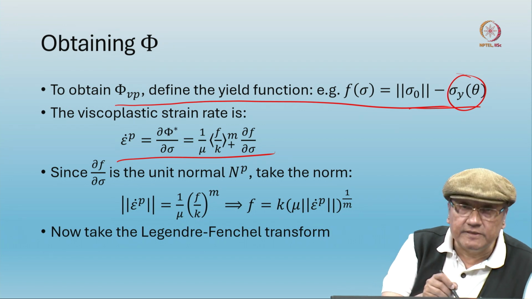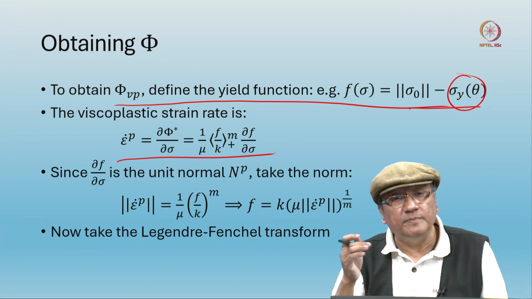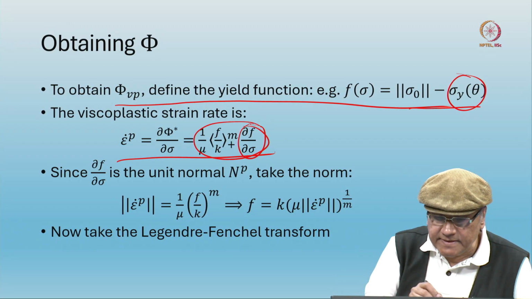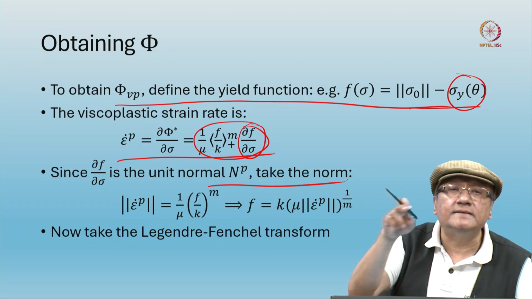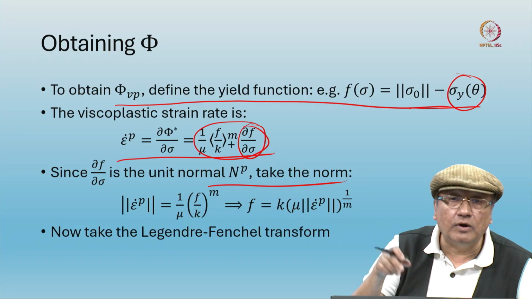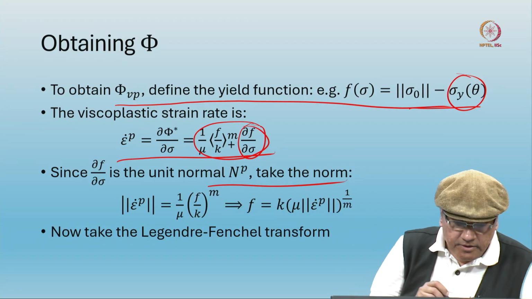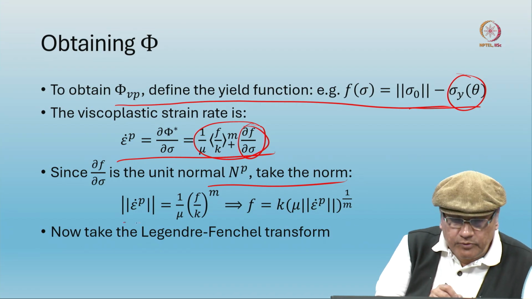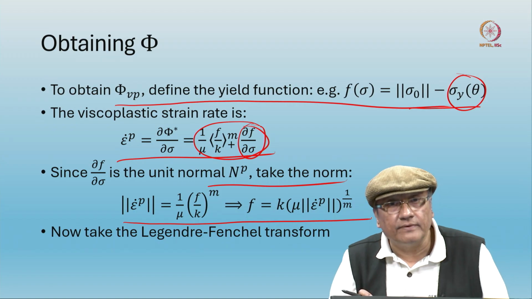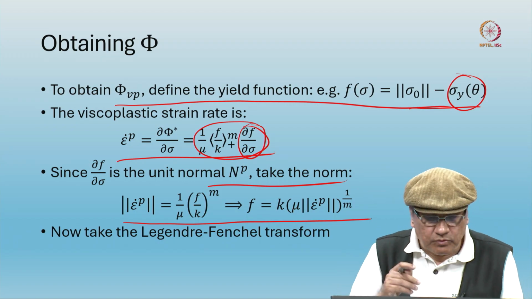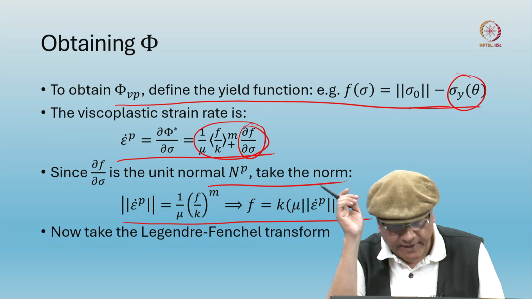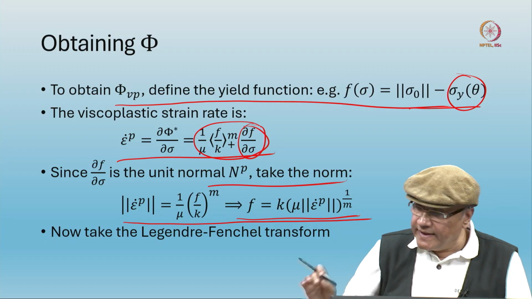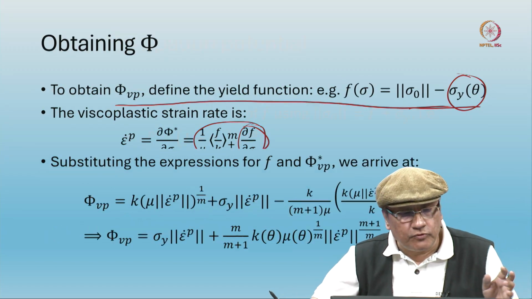You can differentiate this phi star expression, the phi star Vp part, with respect to sigma to get this relationship. Del f by del sigma is the unit normal Np to the so-called yield surface, right. So, in terms of del f by del sigma written as Np, you can write this. You can write the norm of epsilon p dot as 1 by mu, the viscosity, times f by k to the power m, from which we can find f to be equal to this, right.